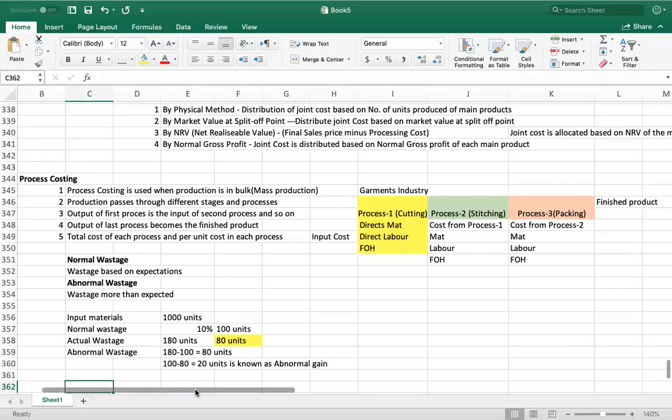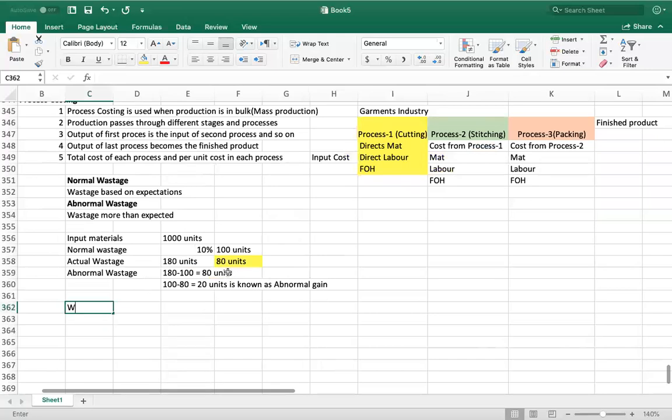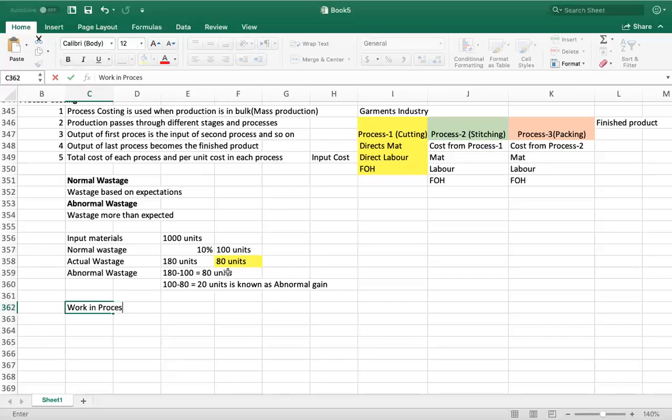Okay, another concept we have is work in progress. Today I will only discuss the concepts. In the next class we will discuss detailed calculation. Okay, work in progress is what? Any idea? What do you understand by work in progress? After raw material, machines, and so on. The stage of processing the product. Stage of the product, but it is not fully completed.